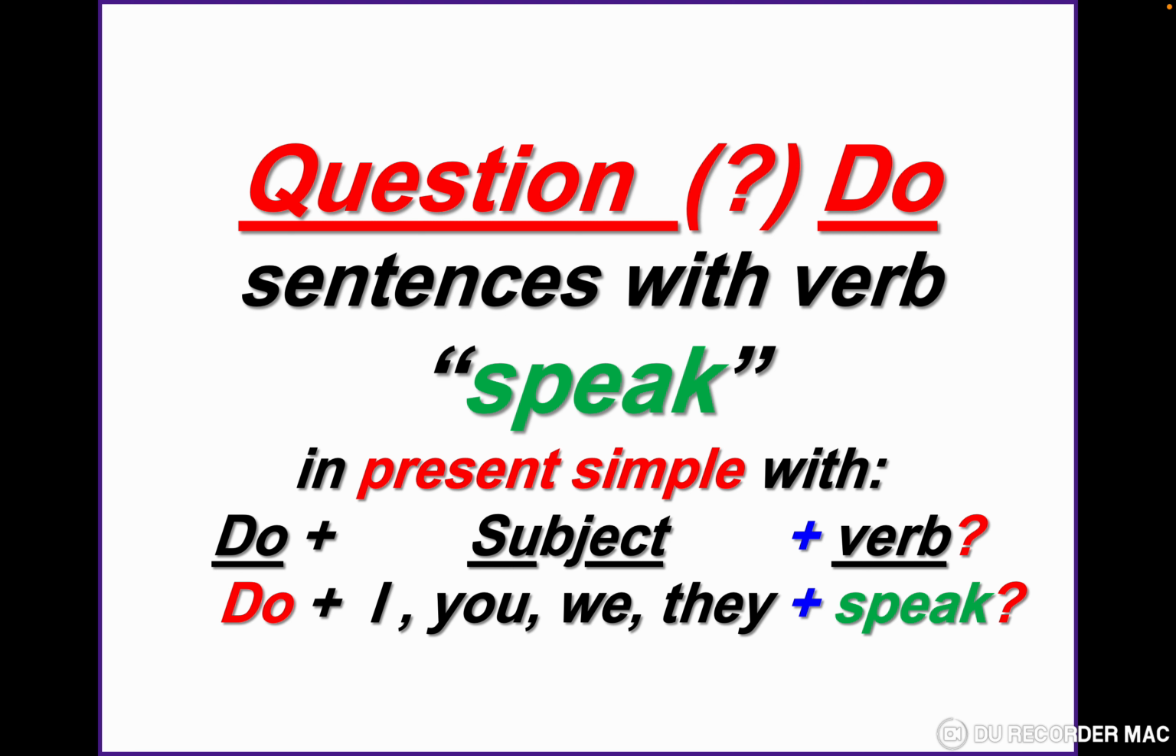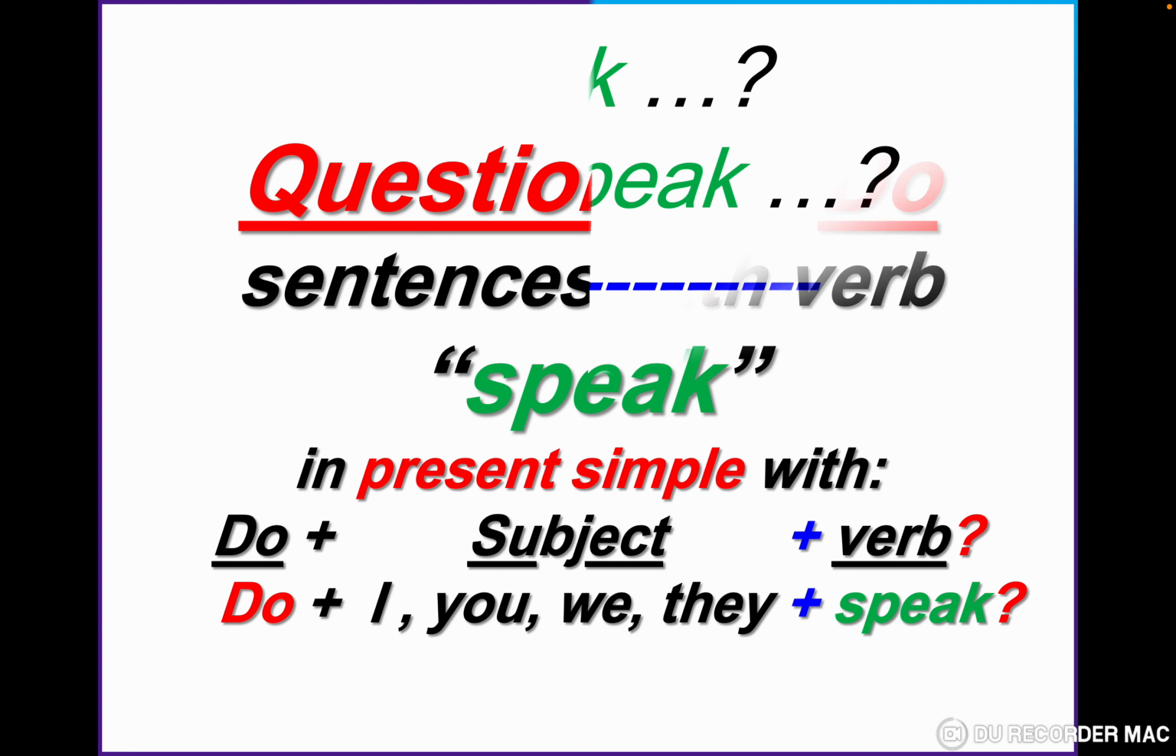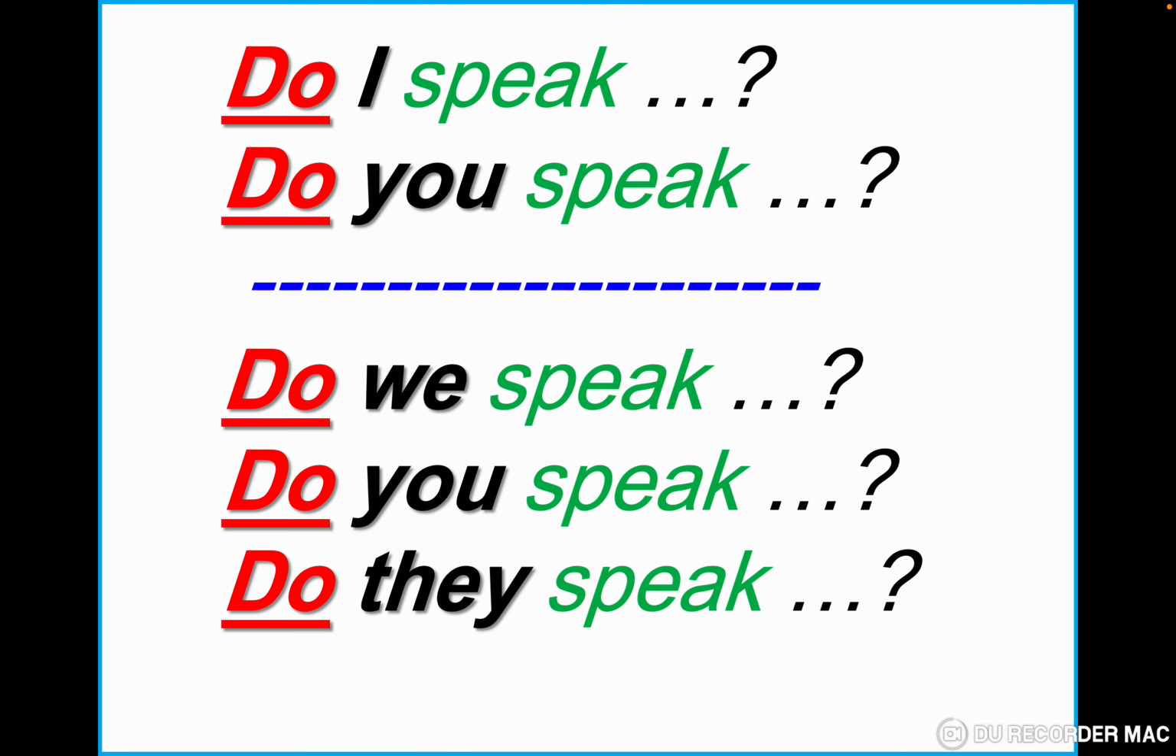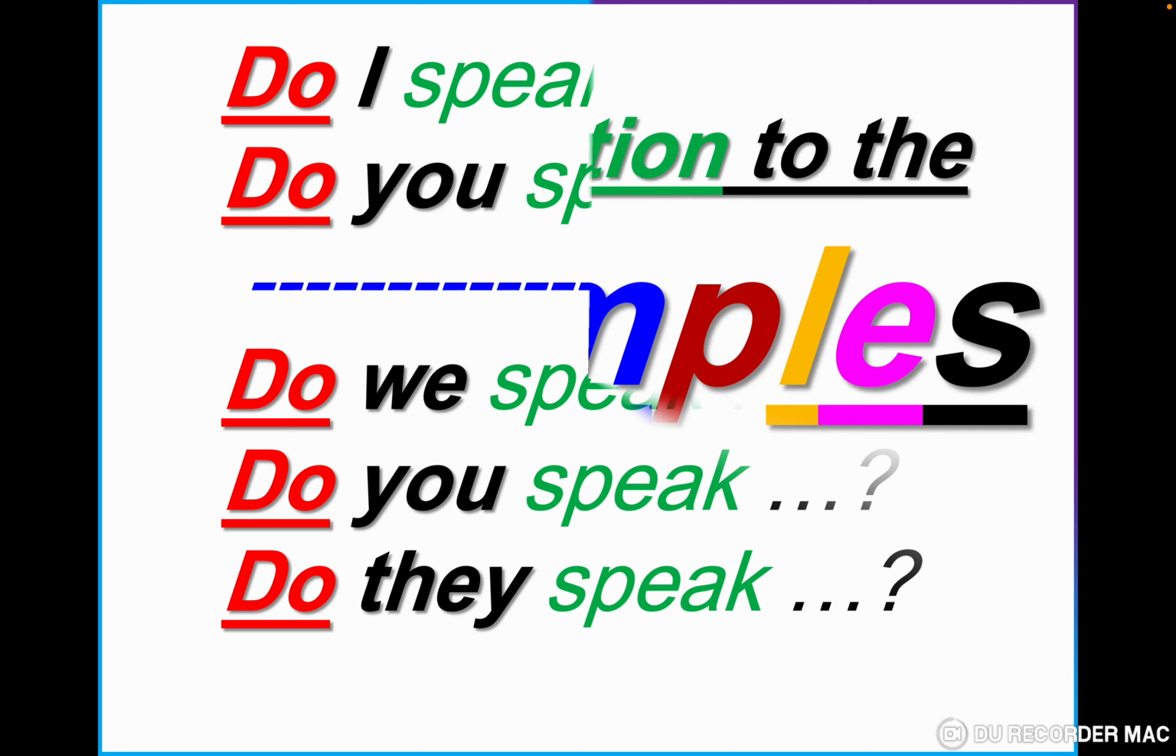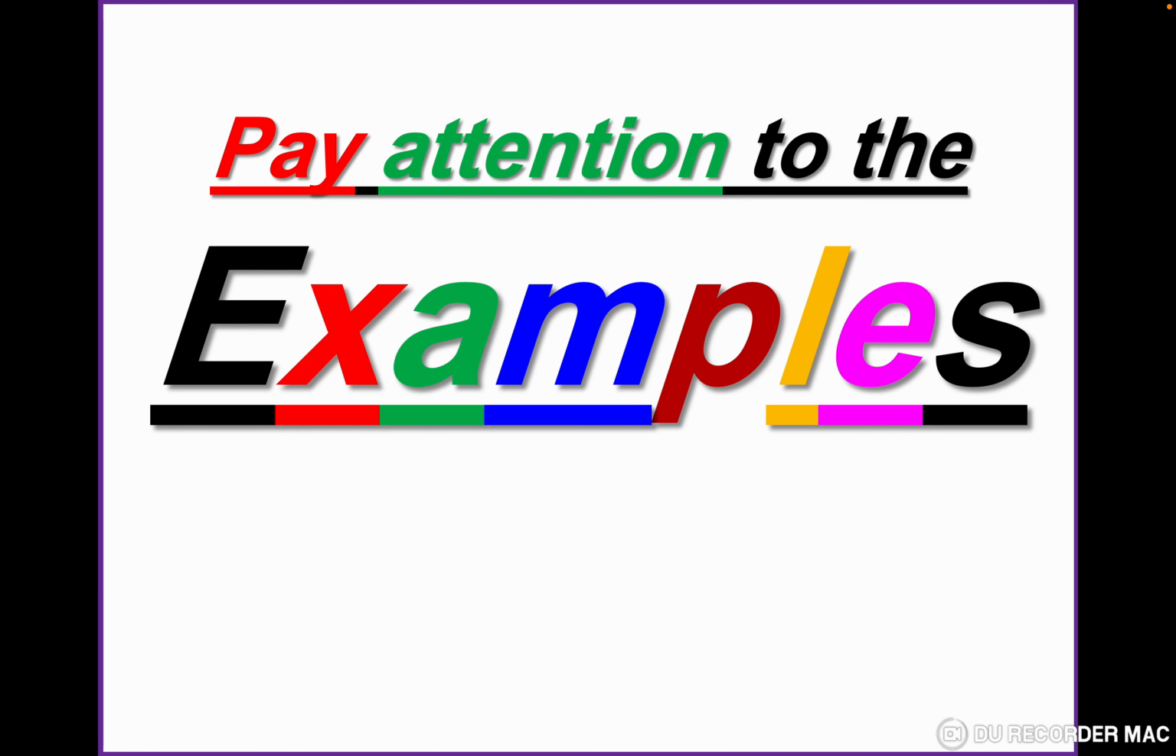Let's continue. In the question, we use do with I, you, we, they. Let's see. Do I speak? Do you speak? Do we speak? Do you speak? Do they speak? So do you, the first one is one person, and do you, the second one, two people or more. So pay attention to the examples.